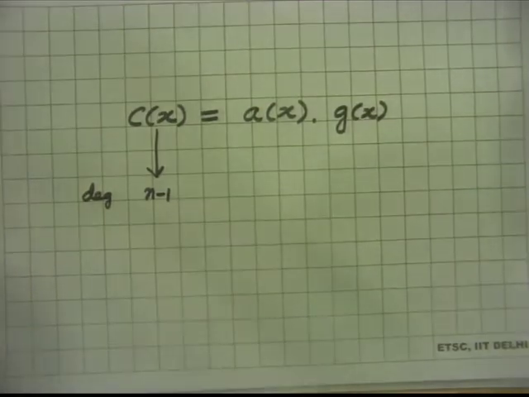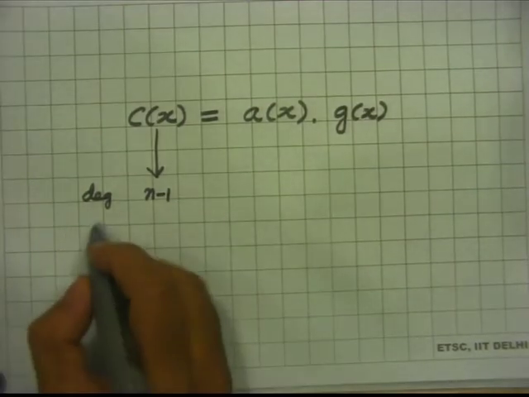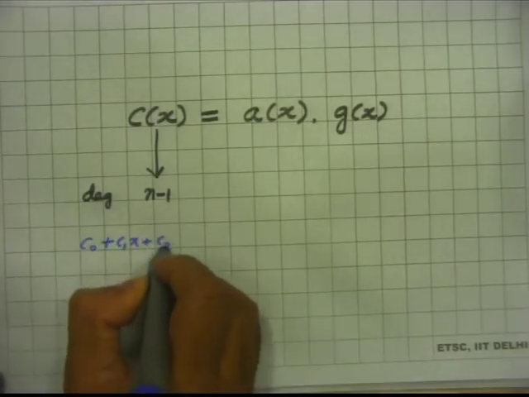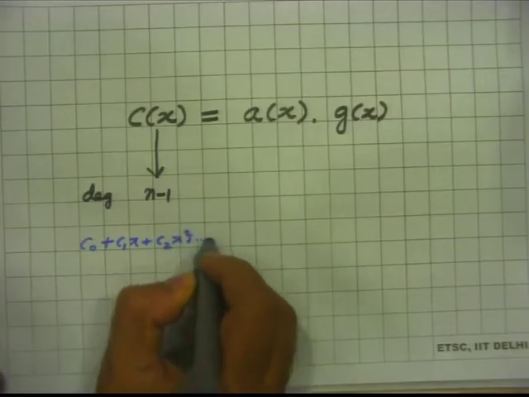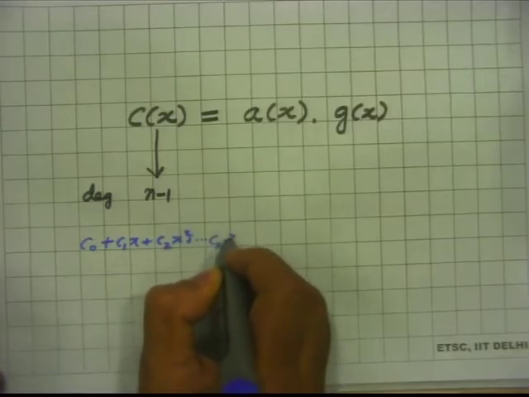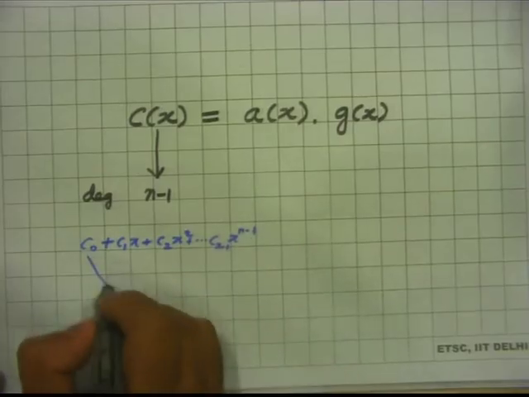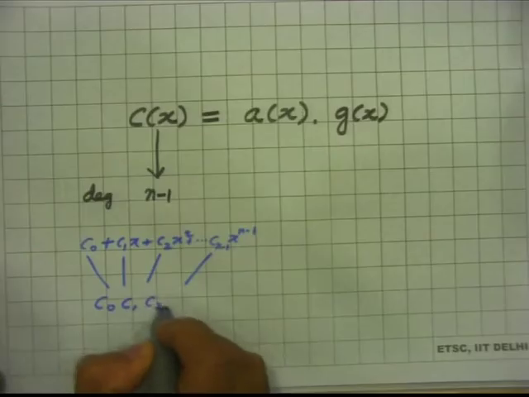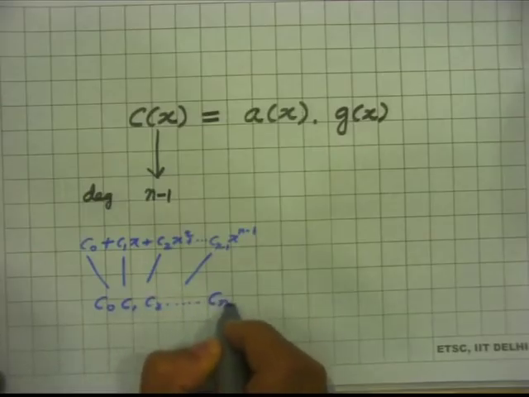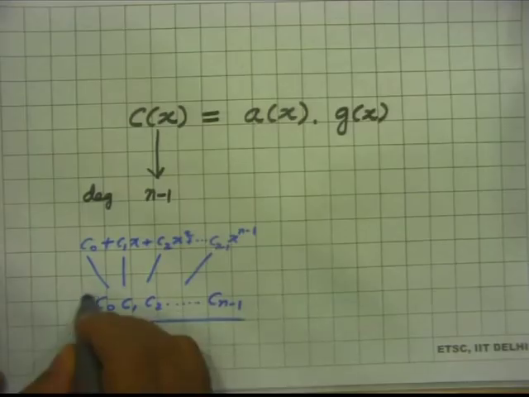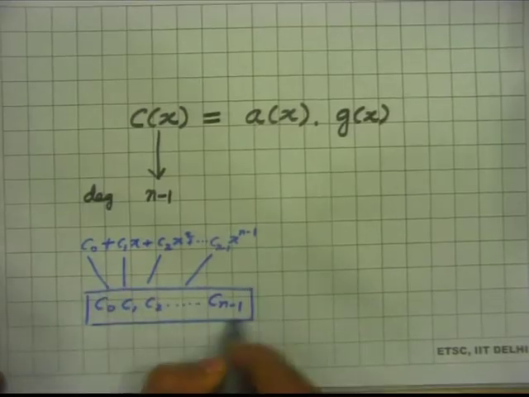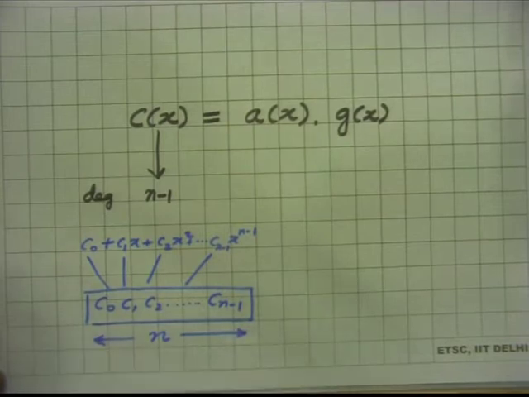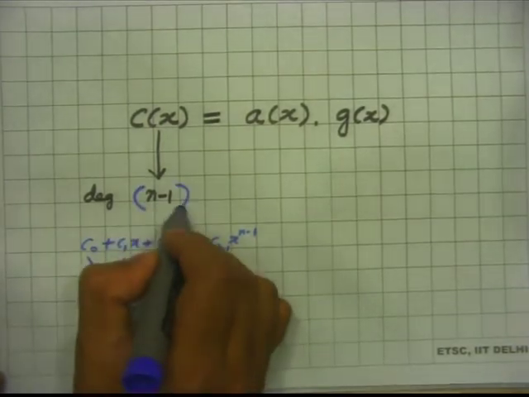because the degree n minus 1 states that I have got c0 plus c1 x plus c2 x squared, and so forth up to c(n minus 1) x^(n minus 1). So, I have from here c0, c1, c2 up to c(n minus 1). So, I have a linear block code of block length n. So, degree should be n minus 1.